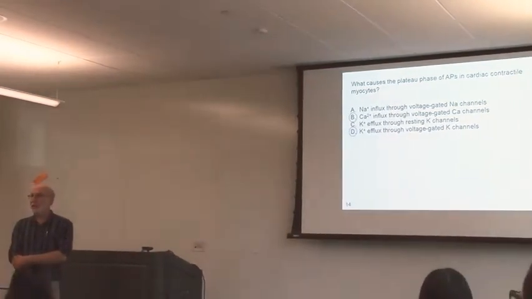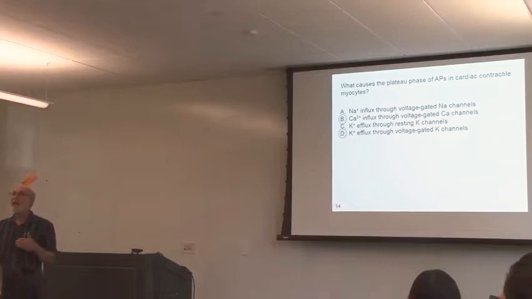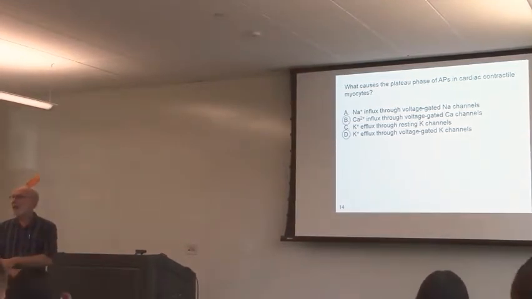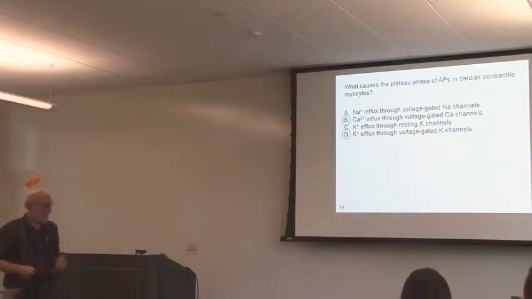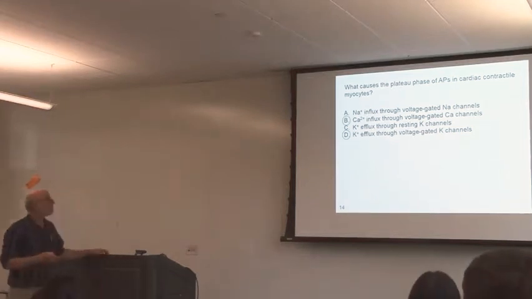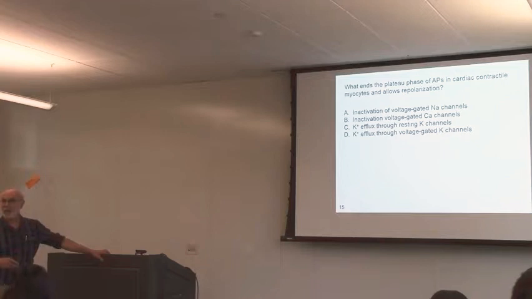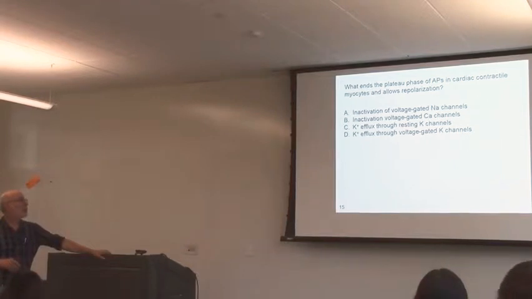So we have both calcium influx through voltage-gated calcium channels and potassium efflux through voltage-gated potassium channels. That balancing act is what sustains that depolarized plateau. What ends the plateau phase of cardiac contractile myocytes, atrial and ventricular myocytes, and allows repolarization?